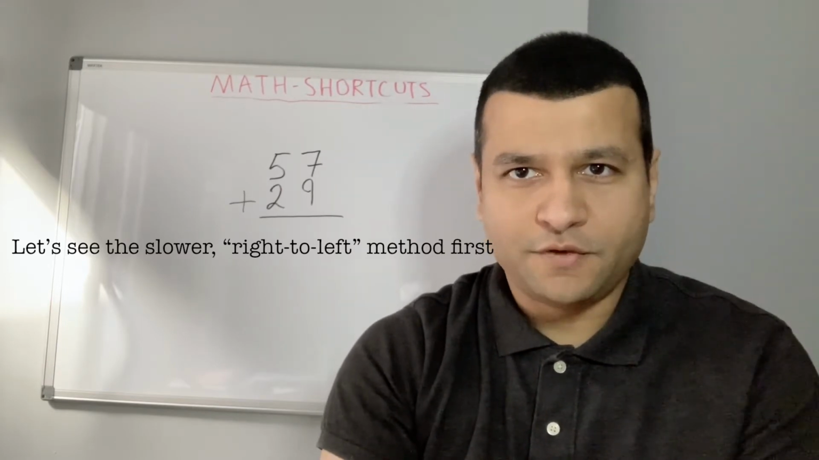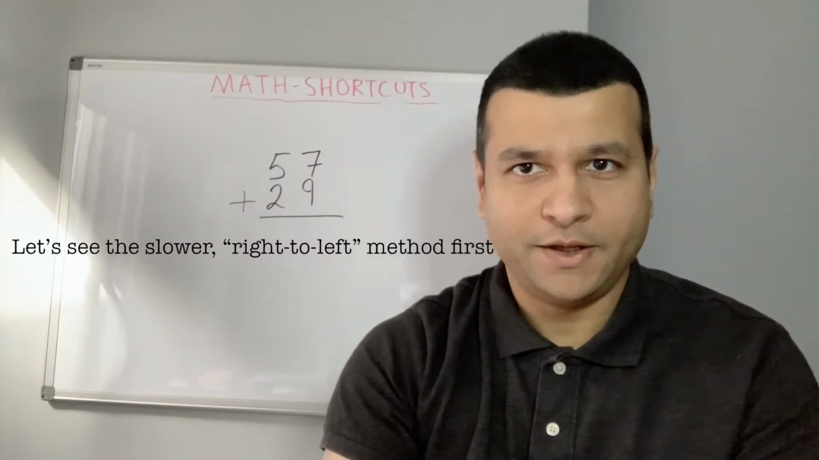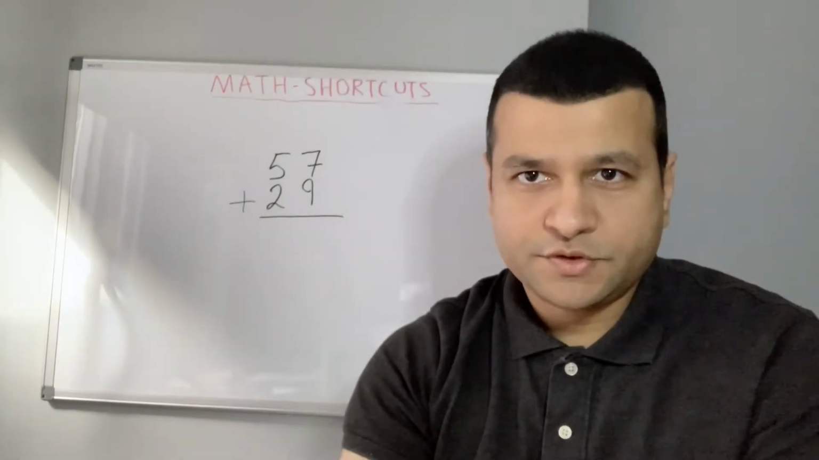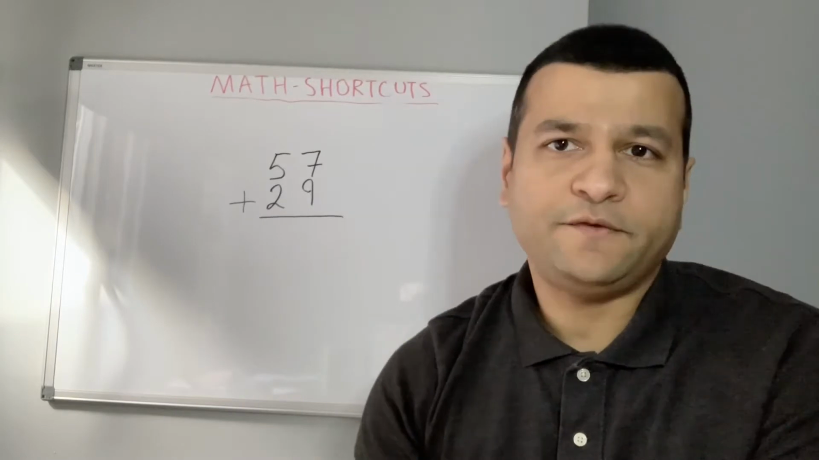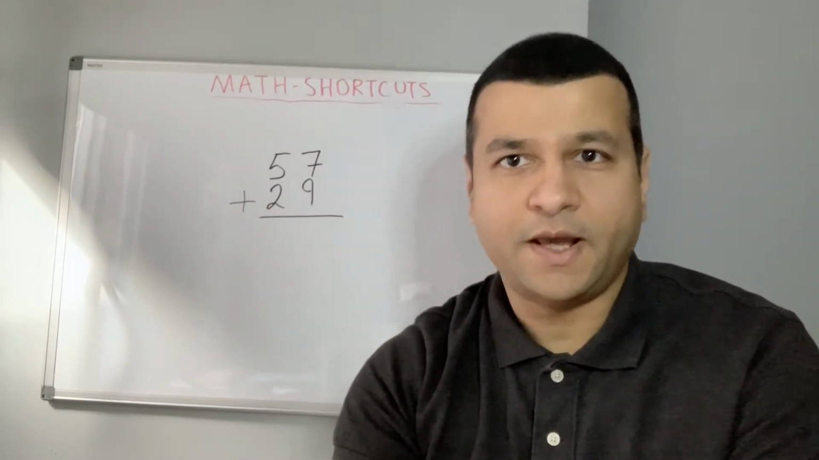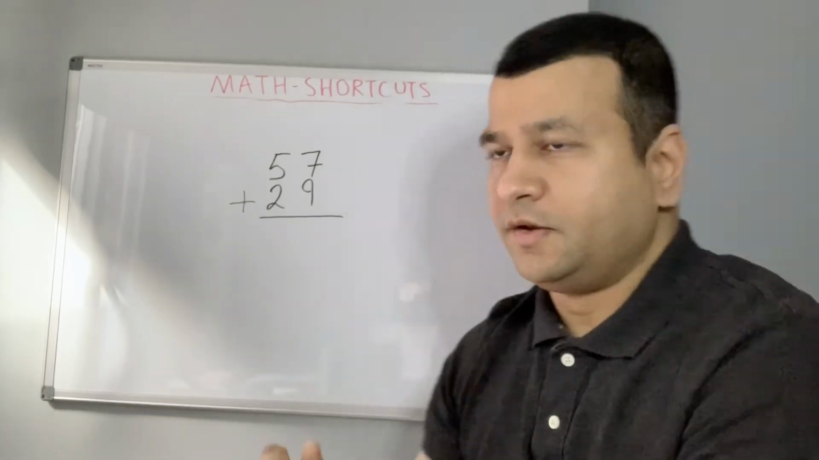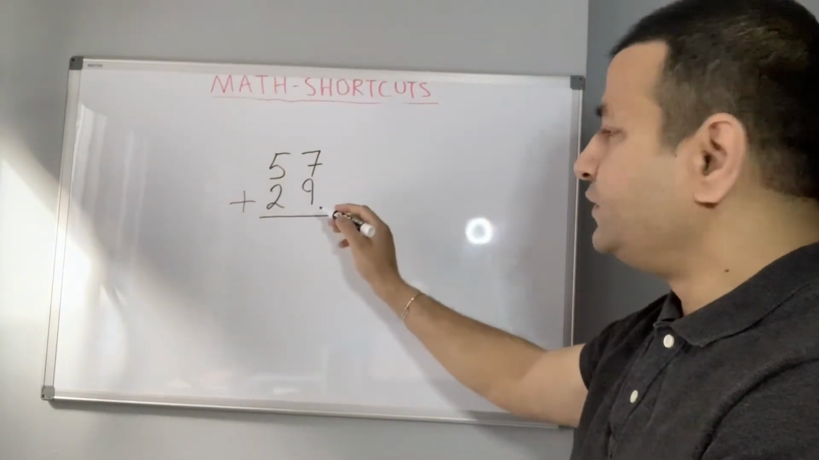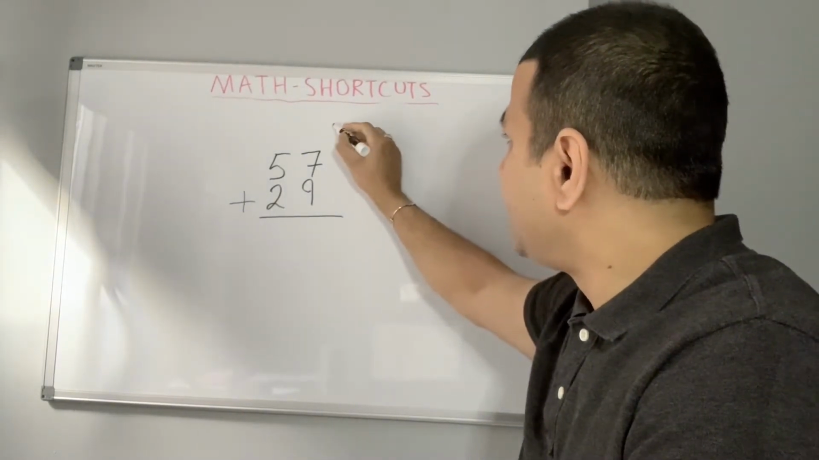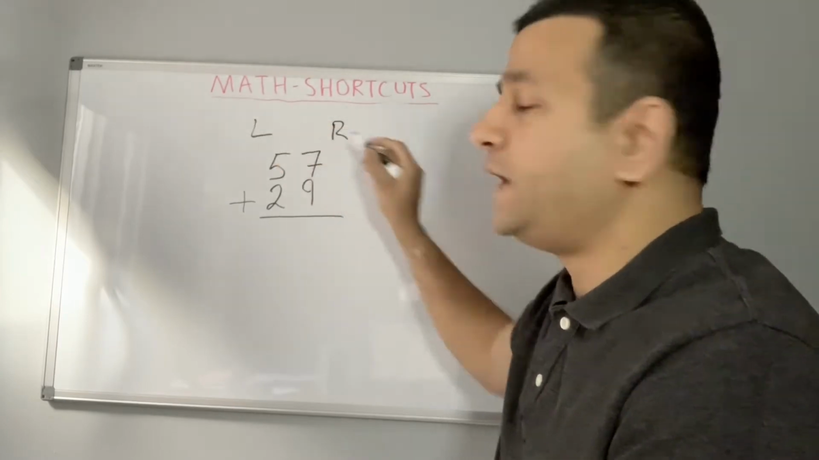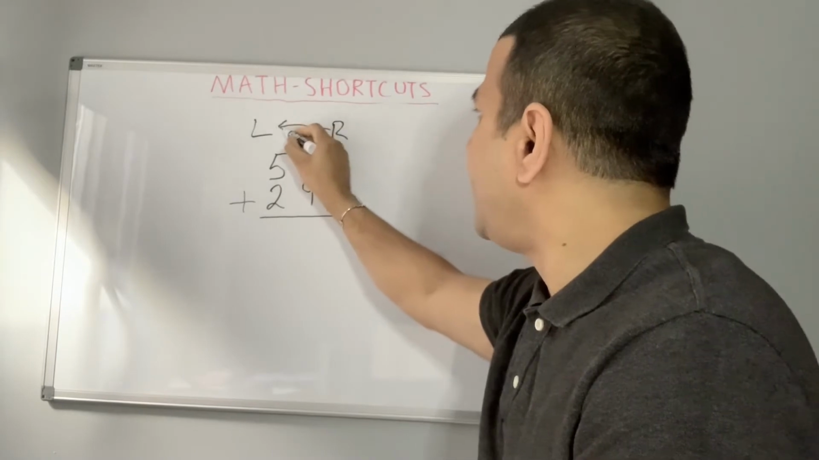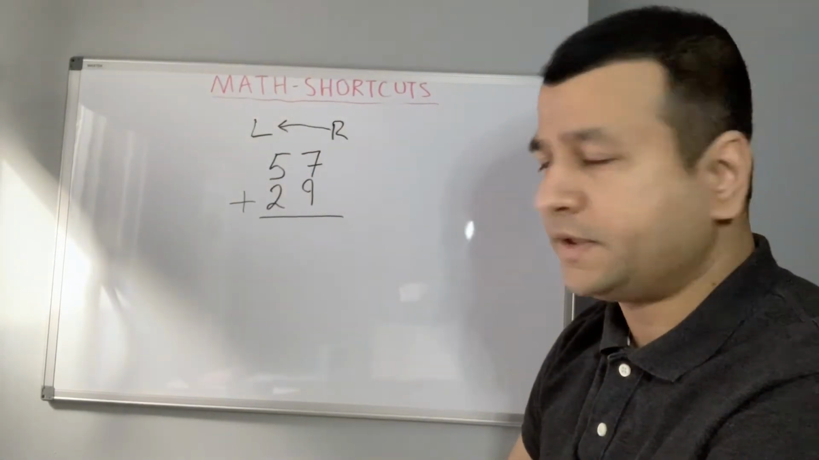I will first solve right to left the way you would have known it, and then left to right for you to see the difference. Look at the two-digit numbers behind me on the whiteboard. So we're going to add 57 and 29, and we're going to do this right to left. Since I'm saying it's a right to left method, this is the right side and this is the left side, right? And I'm going to go from right to left. I'm just going to point out the arrow for us to be sure how we're doing it.